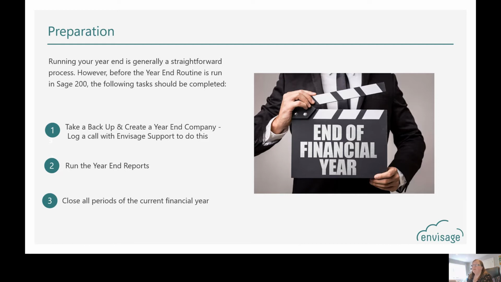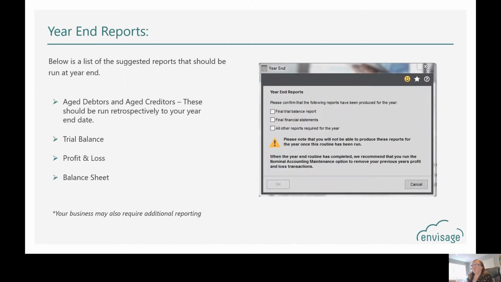The next thing you need to do is run your year end reports and then close all of the periods of the current financial year. The reports that we suggest that you run in the system are your aged debtors and creditors, your trial balance, your profit and loss, and your balance sheet. One thing we do say is when it comes to your aged debtors and creditors, you need to make sure that you run them retrospectively if you're going to compare them back to your trial balance.